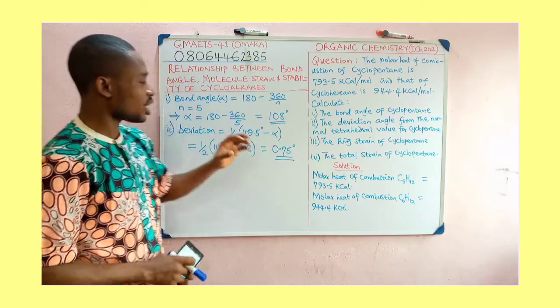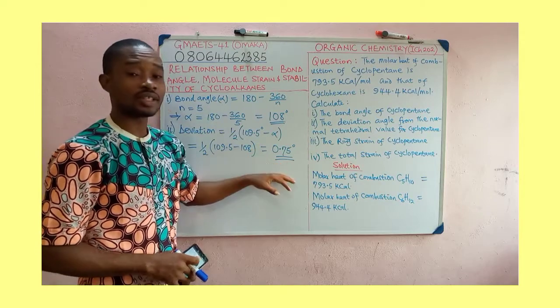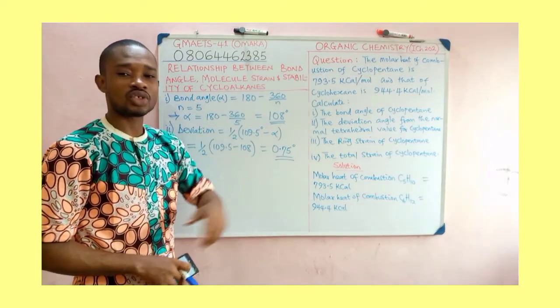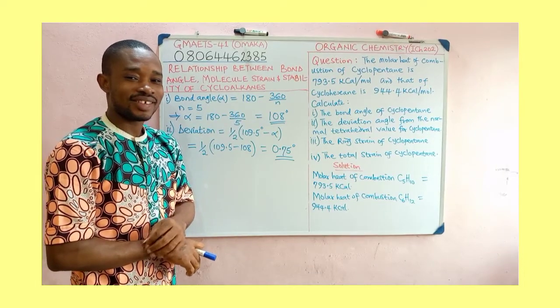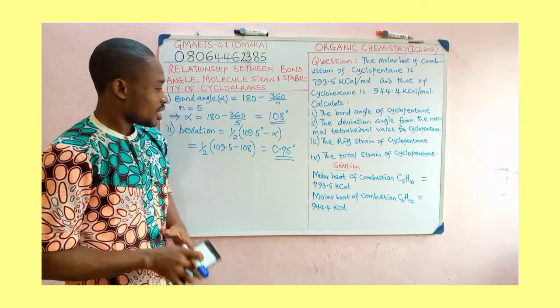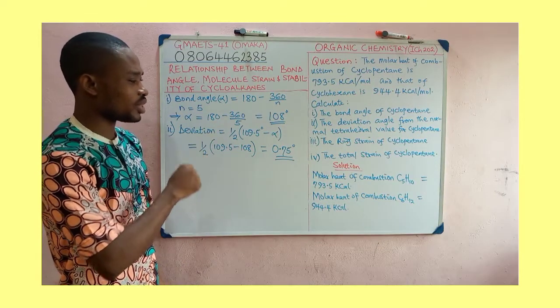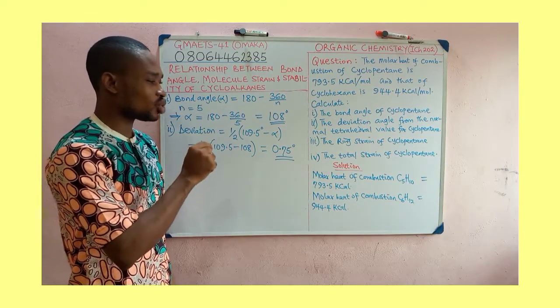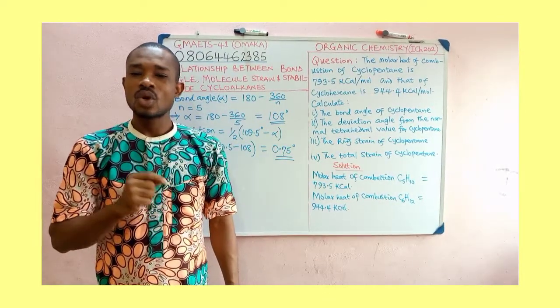Of course, you can see how close the bond angle of cyclopentane is to the normal tetrahedral value. You can see that, right? Good. We now want to look at the ring strain of cyclopentane and then the total strain of cyclopentane. We're going to take a short break. When we come back, we'll calculate that.